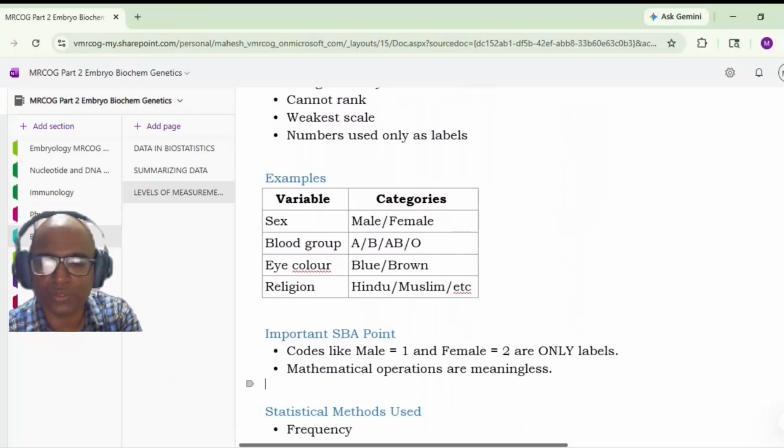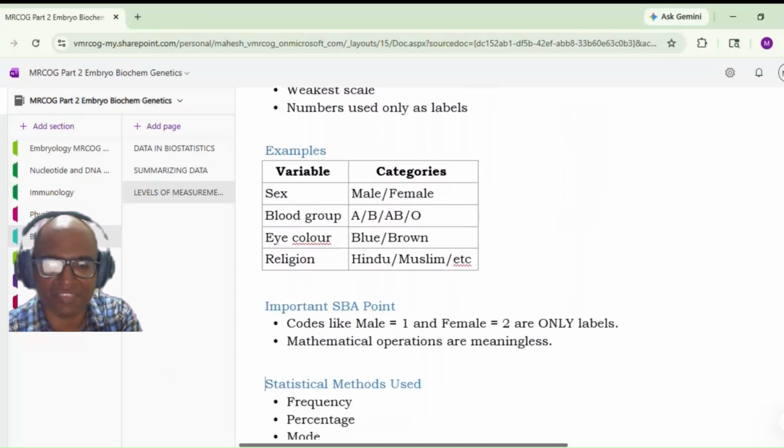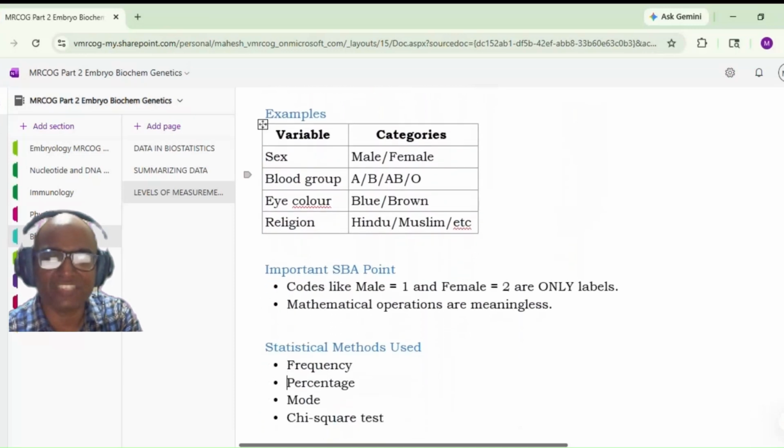You cannot do any mathematical operations with this. Okay. And what type of statistical methods? Suppose your data is of this particular type. Your data is nominal data, and it is measured on a nominal scale only. Okay. So what type of statistical methods are you going to use?